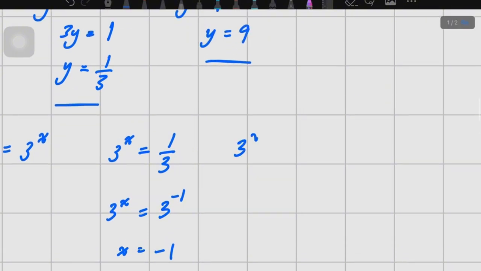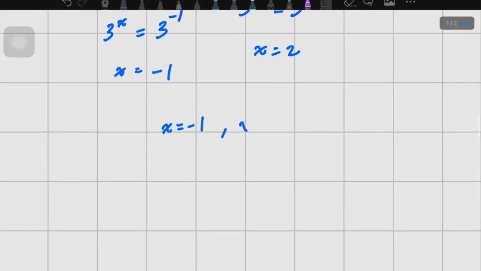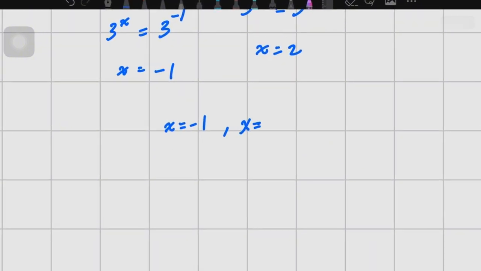Okay, replace back again. 3 to the power of x equals to 9. So to get the x, 9 can be changed to 3 to the power of 2. So x will be 2. So the final answer is x equals to negative 1 or x equals to 2. That's all.